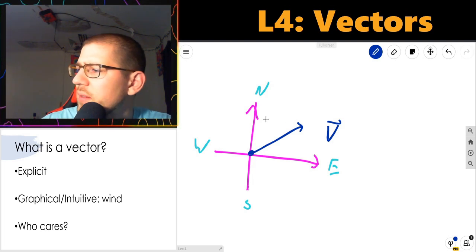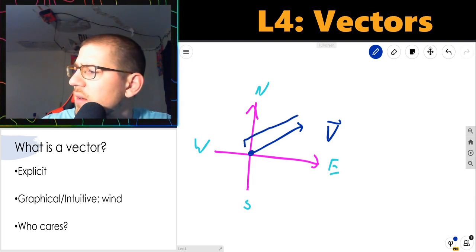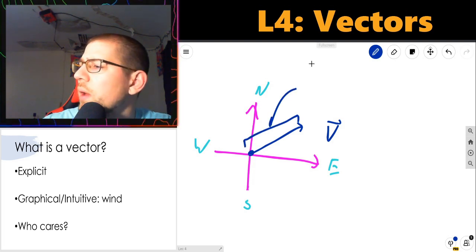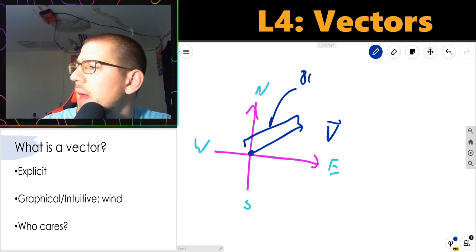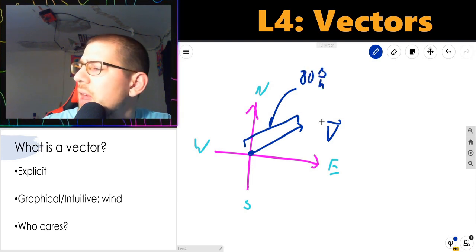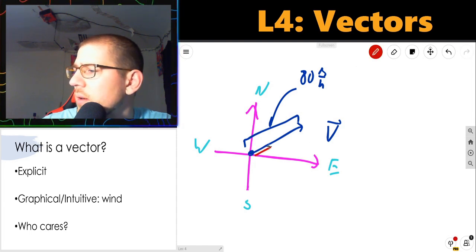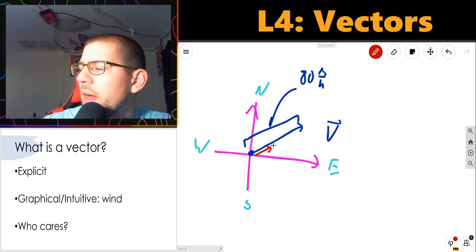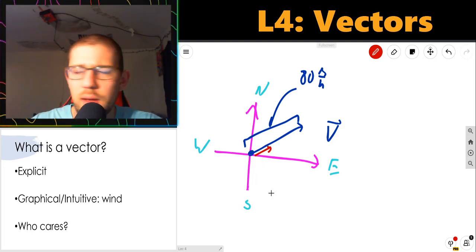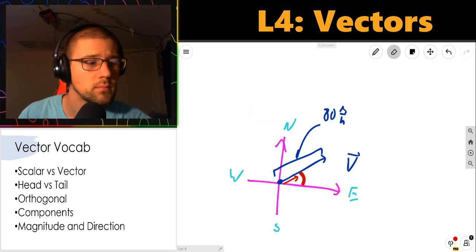It's pointing roughly northeast. And since it's an 80 mile an hour wind, the length of this is going to be 80 miles per hour. If I had a weaker wind, like a 20 mile an hour wind, pointing in the northeast direction, it would be a quarter the length, because 20 is a quarter of 80.